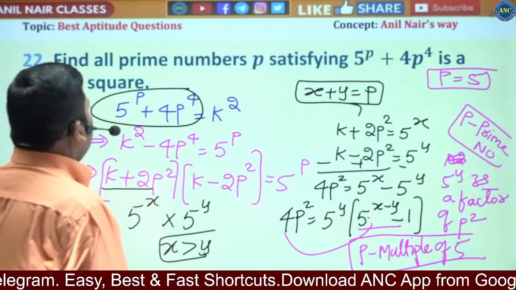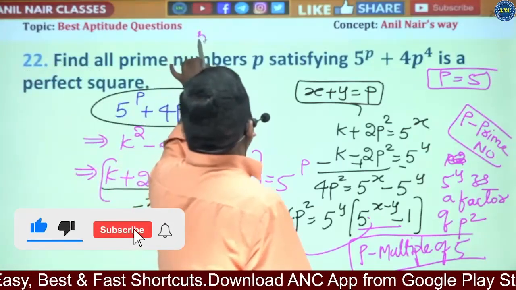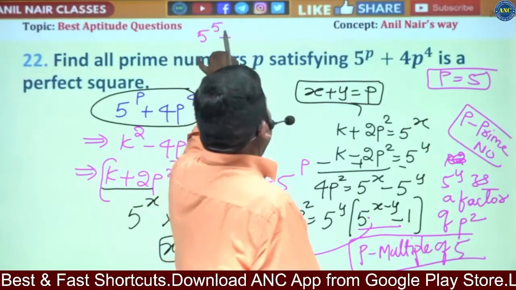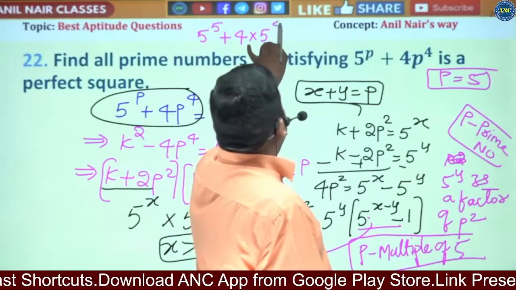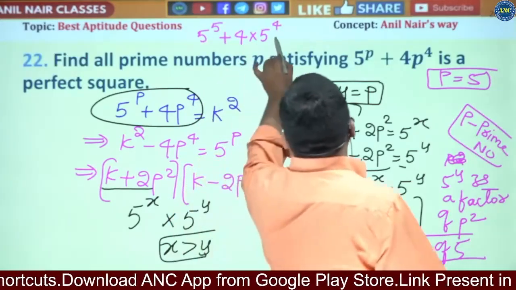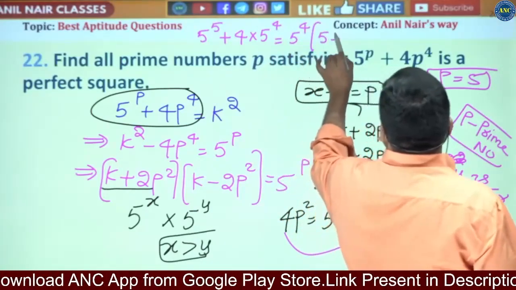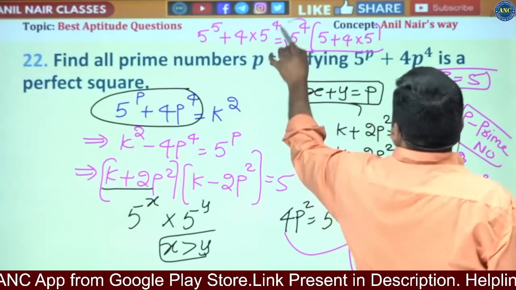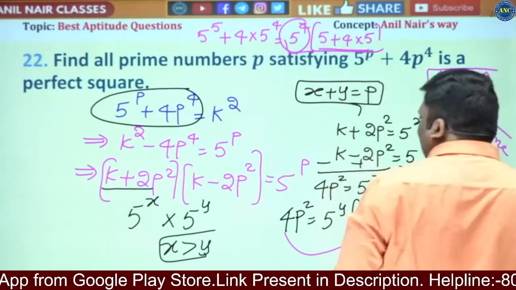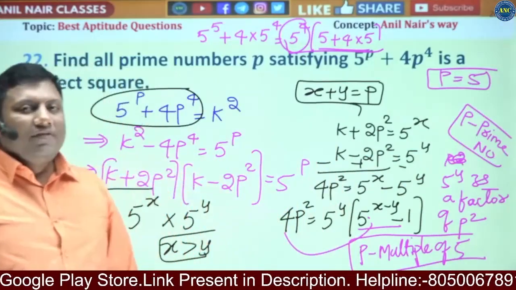Find all prime numbers such that it is a perfect square. Only one number, that is p = 5: 5^5 + 4 into 5^4. If I take 5^4 common, this will be 5^4 times (5 + 4), which is 5^4 times 9. It is a square: (5^2 times 3) squared, which is 75 squared.